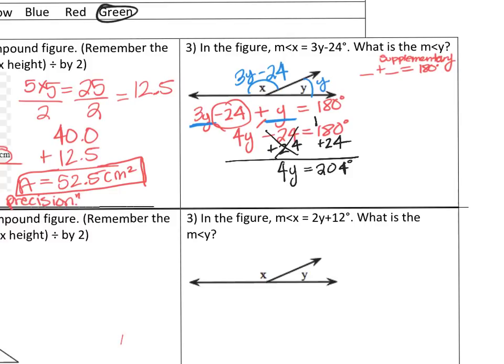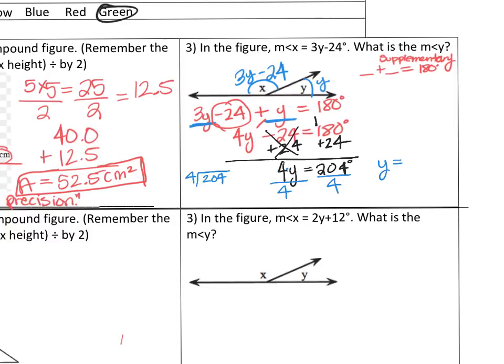The second step in solving a two-step equation is undoing multiplication or division. Here, 4 is being multiplied to y. The inverse operation of multiplication is division. So I divide by 4 on both sides. And that's going to tell me what y equals to, or the measure of y. So on the side, I'm going to do 4 divided into 204.